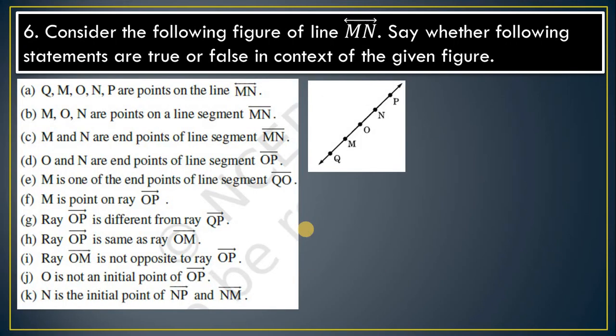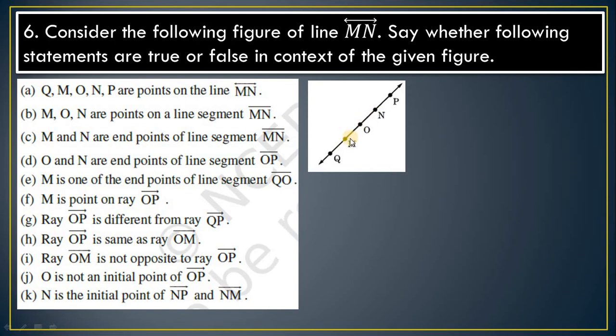Question number 6. Here consider the following figure of the line MN. You have to decide whether the statements are true or false. Here Q, M, O, N, P are points on the line MN. So MN is the line. You see this is the MN line. So Q, M, O, N, P, these are the points on the line MN.